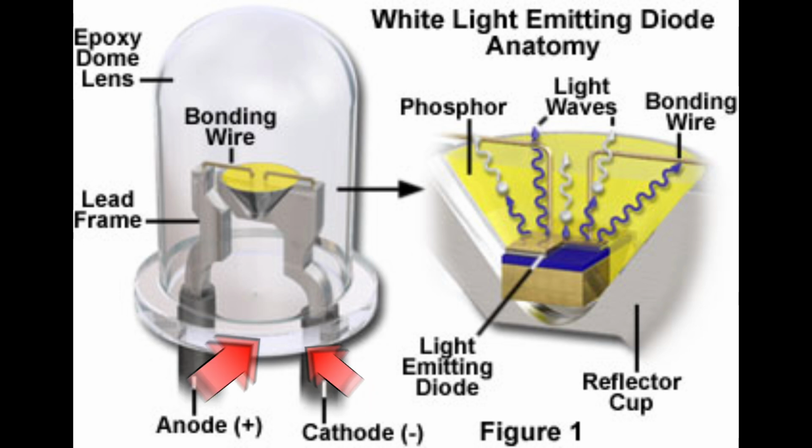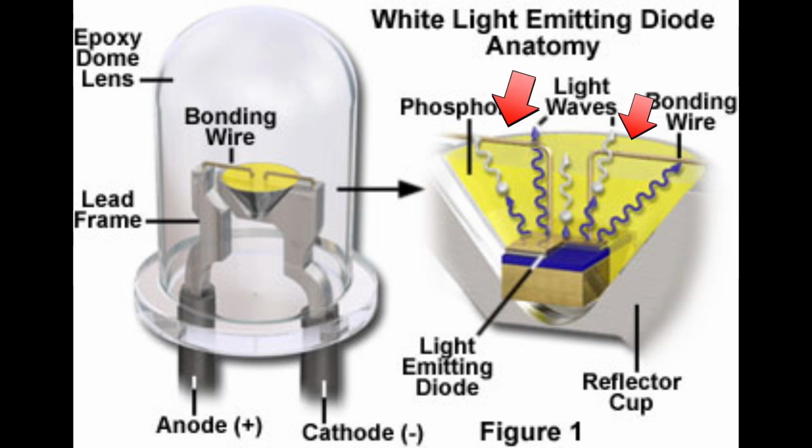Number 3 is anode, which is positive, and cathode, which is negative. The anode and cathode are the two terminals of the LED. Anode is the positive terminal where electrical current enters the LED. Cathode is the negative terminal where electrical current exits the LED. Correctly identifying and connecting the anode and cathode is crucial for the LED to function properly.